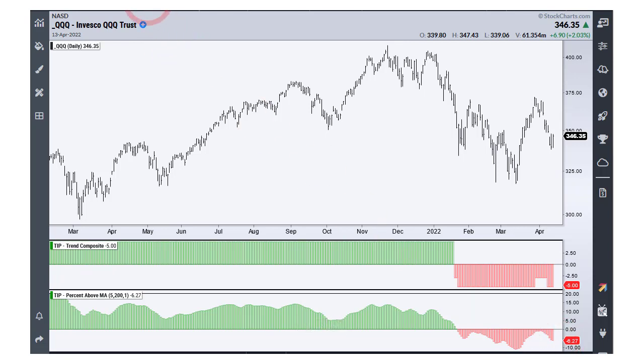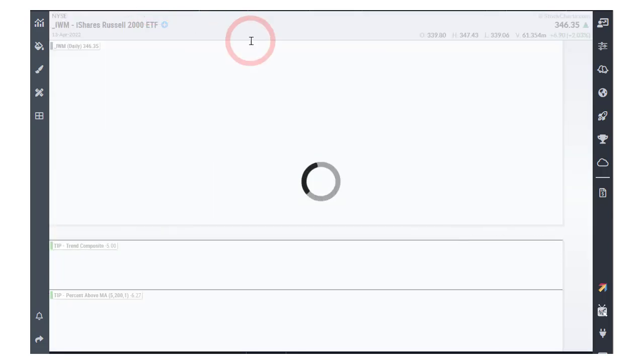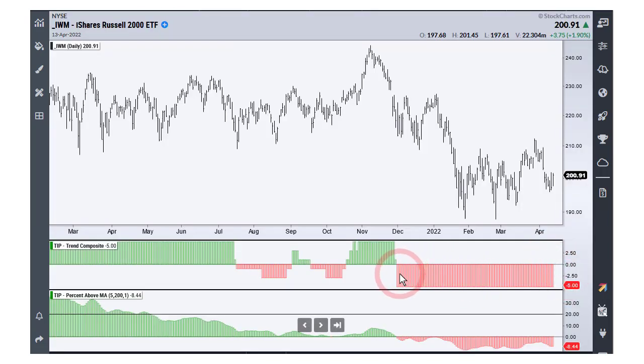And then if we look at small caps, we can see a similar picture. We have a downtrend since the latter part of November, early December. That breakdown there. And the trend composite remains bearish. And the 5-day is 8.5% below the 200-day. So clearly these 2 are weaker than SPY and RSP.